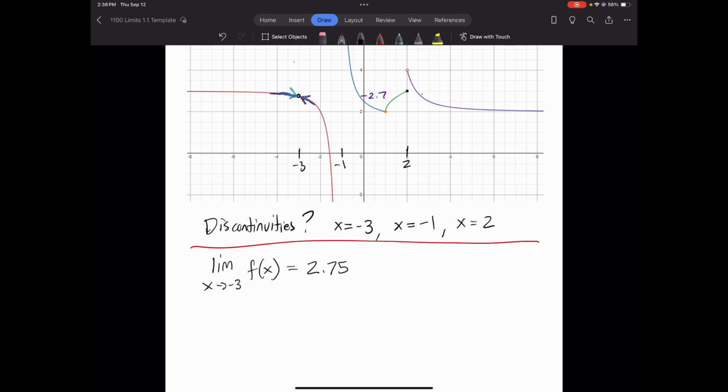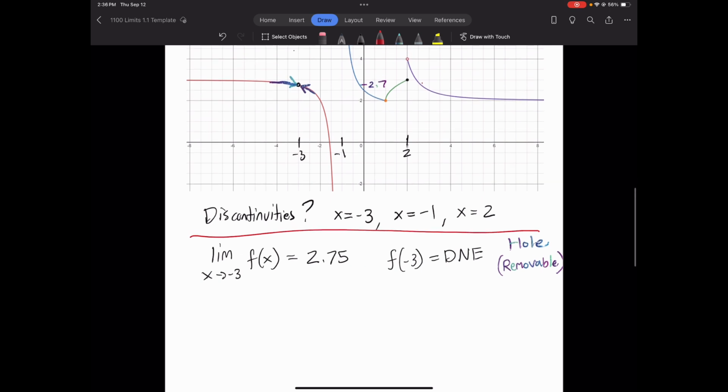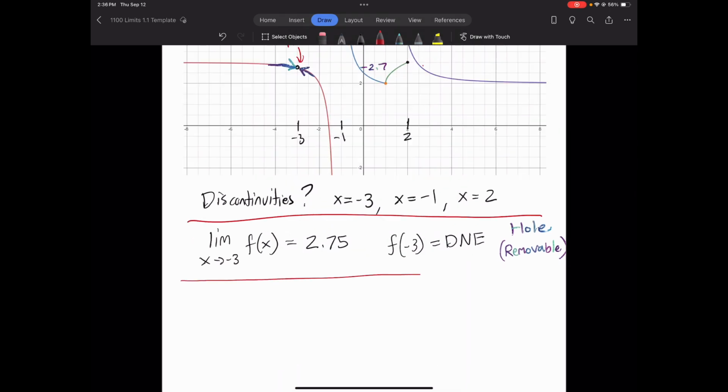Now, of course, that's different than the actual function value. If I try to plug in -3, I have an open circle there, and my function value doesn't actually exist. The name of this type of discontinuity is a hole discontinuity, or the other word you'll hear it called is a removable discontinuity, because it looks pretty much like a continuous function except for that open circle, that hole. Okay, let's move on to the next type of discontinuity.